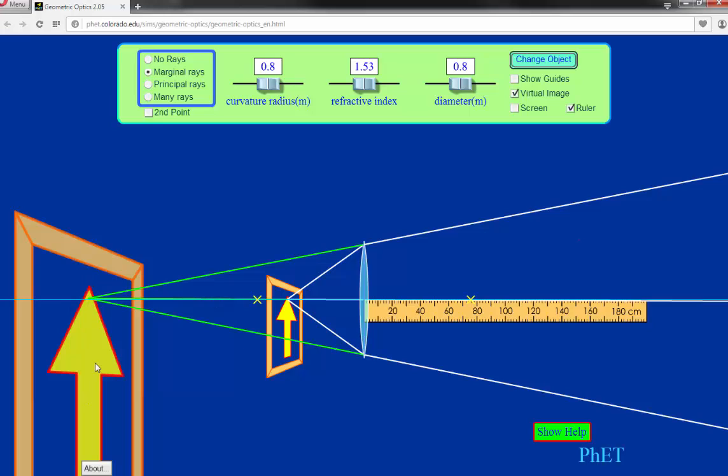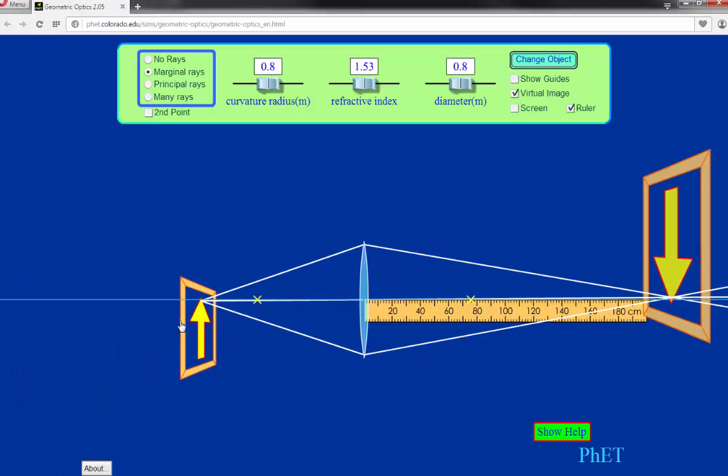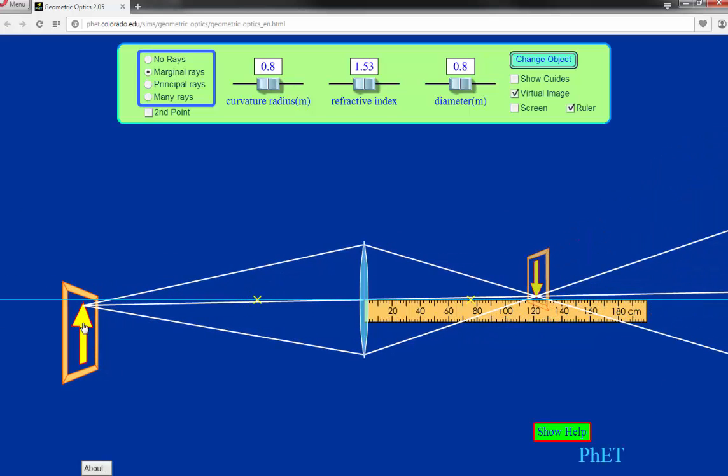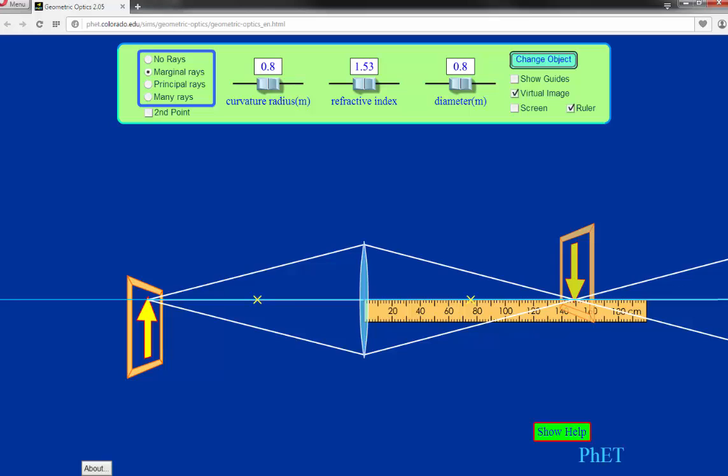And so you'll see a virtual image of the object. And notice, by the way, that the image is now bigger and upright as compared with the object. Before, when we were on this side, it could be bigger, it could be smaller, but it was always inverted.